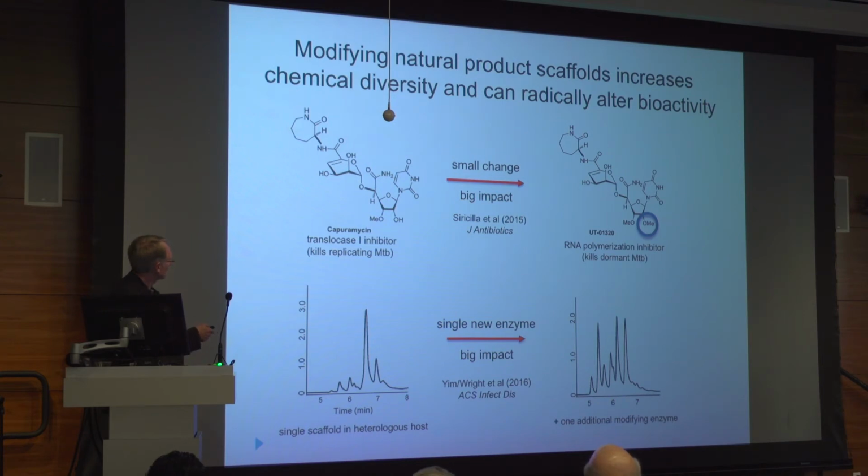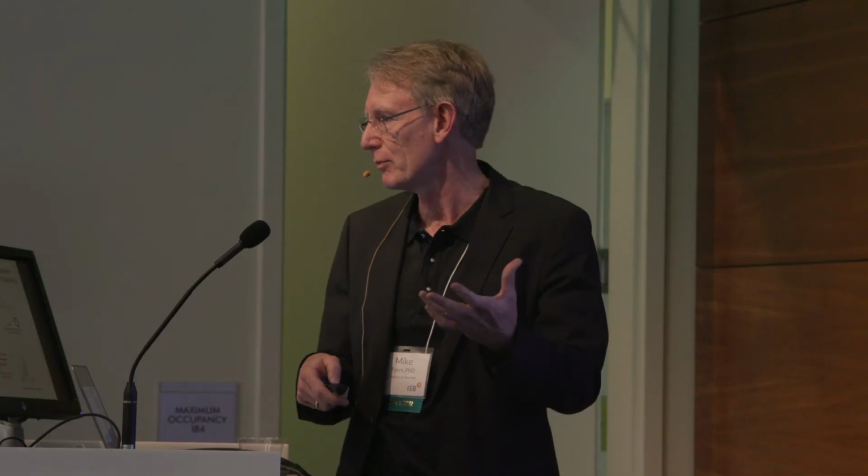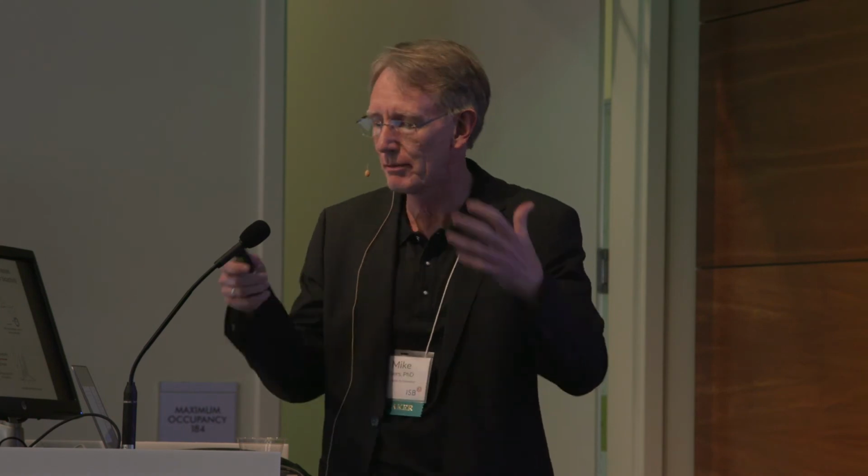The other point is that very small changes in these structures can have very big impacts in activity. You can completely change the enzymatic target by putting on a methyl group. You can completely change the profile of products made by a biosynthetic pathway by adding one new biosynthetic enzyme to it. So there's tremendous potential here.